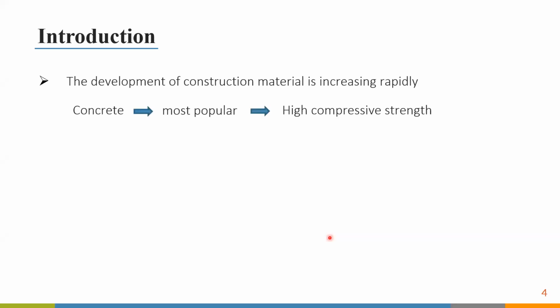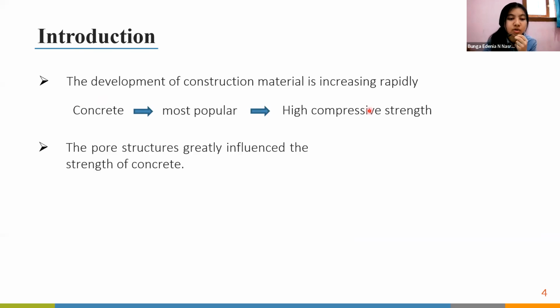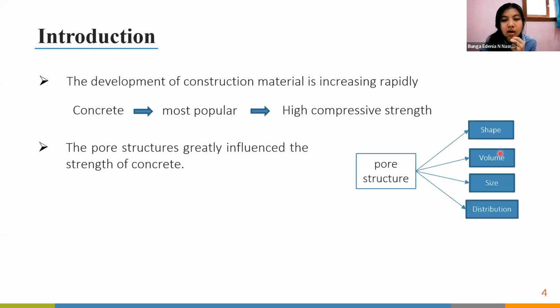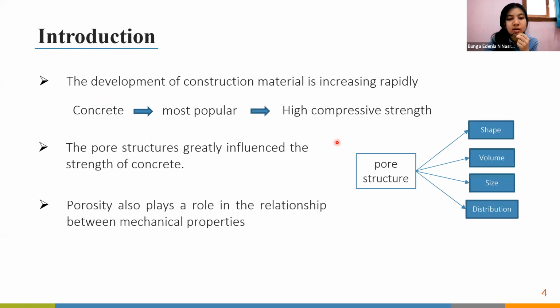So as we know, the development of construction material is increasing rapidly along with the increasing of human needs in the field of construction industry. And one of the most popular construction materials is concrete because it has several advantages, for example, high compressive strength. And the characteristics of concrete are greatly influenced by the pore structure. And this pore structure consists of shape, volume, size, and also its distribution.